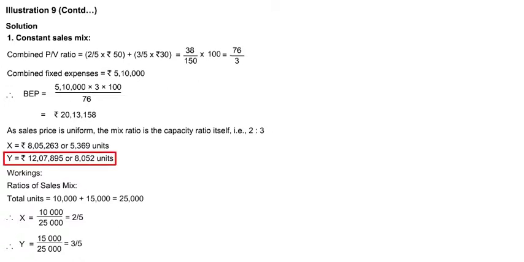Whereas for Y, the selling price works out to be 12,07,895 or 8,052 units. This is as per the constant sales mix approach, wherein we took the capacity as constant as 10,000 for X and 15,000 for Y. So we got it as 2:3 as the ratio. PV ratio also we determined by 2:3 and we also divided our total BEP in the ratio of 2:3.